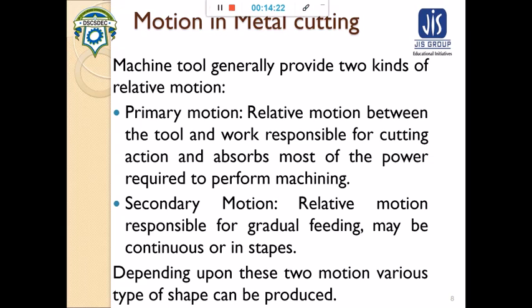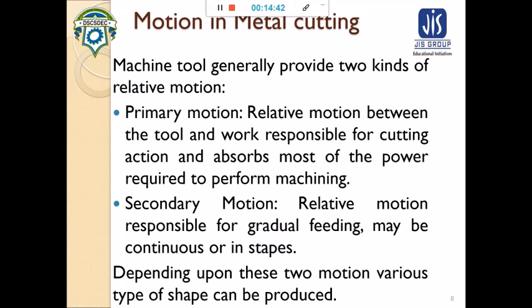Now we will see the motions that are predominant in metal cutting. A machine tool or metal cutting operation generally provides two kinds of motion. First is the primary motion, that is the relative motion between tool and work responsible for the cutting action. The motion which is responsible for cutting action is known as the primary motion.